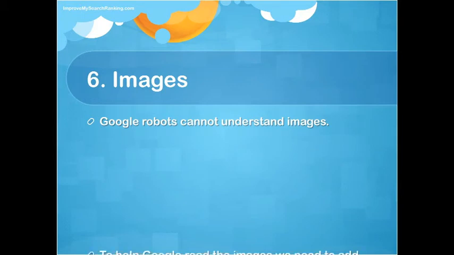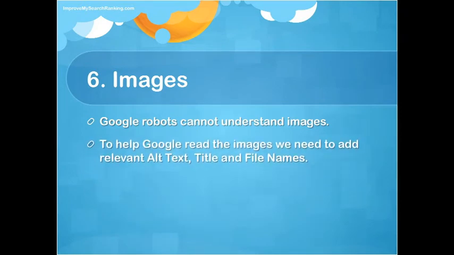And finally, point 6 is images. Now, Google robots actually can't understand images, and they just see the sort of source code of your page, so they can't actually see images. So we've got to help them out in that regard. So we need to give them relevant alt text, titles, and file names.